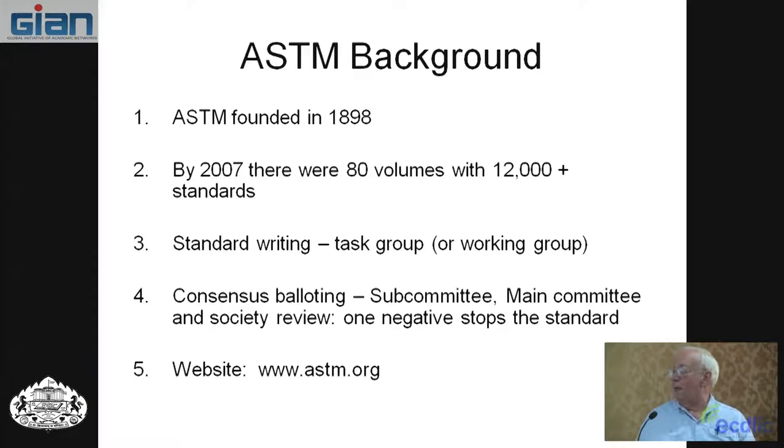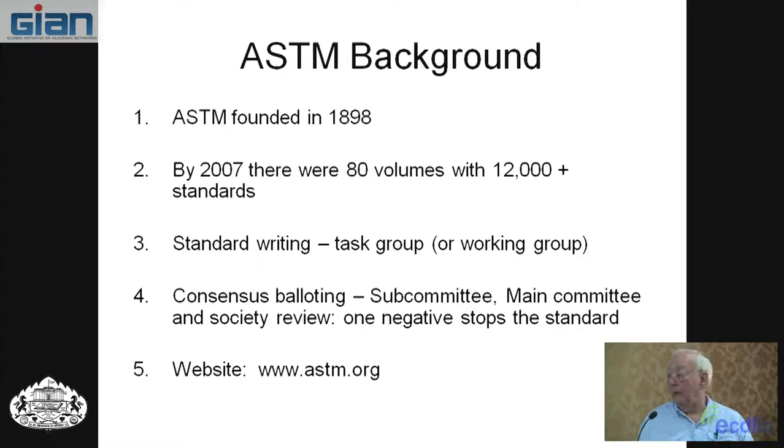And the balloting in ASTM is by subcommittee, main committee, and society review, but it's called consensus balloting, which is a special kind of balloting. The balloting is done by everybody agreeing with that standard. If one person disagrees with that standard, it's stopped. You can't pass a standard with any one person voting against it.